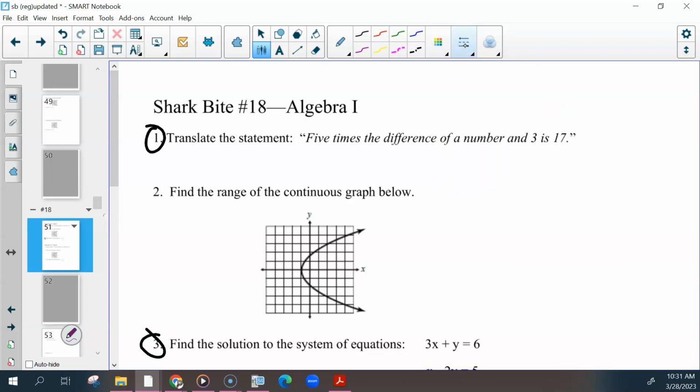Alright, so starting with number 1, translating the statement: 5 times. So we're going to have 5. Because it's multiplying the difference, I need parentheses. You are subtracting the number, pick whatever variable you want, i.e. x and 3. And then is 17, that would be equals 17. So 5, then parentheses, x minus 3, and parentheses equals 17. Questions on that one?